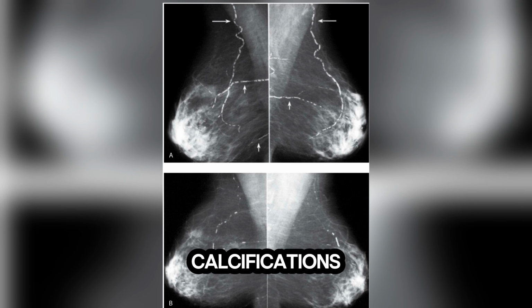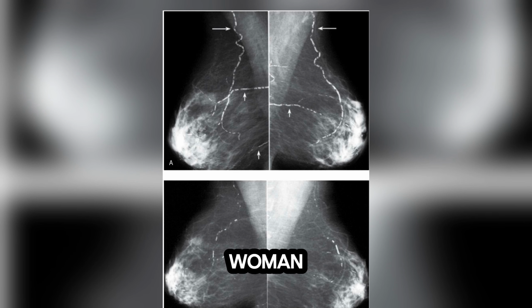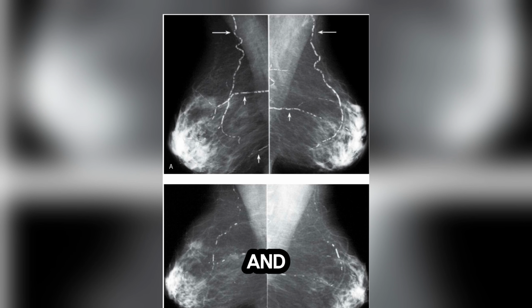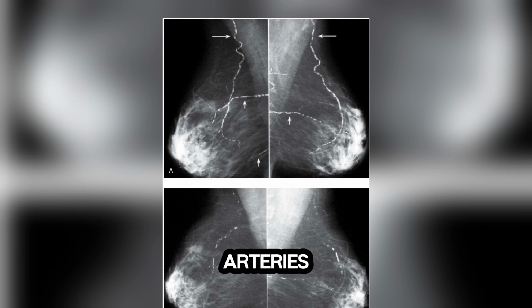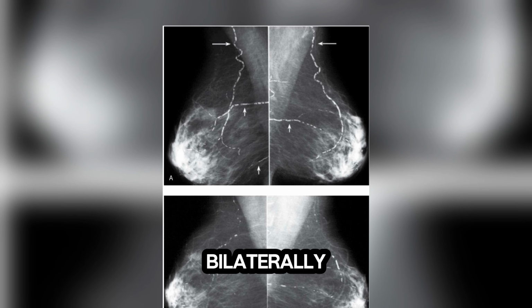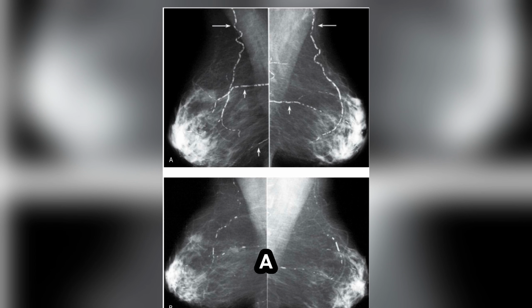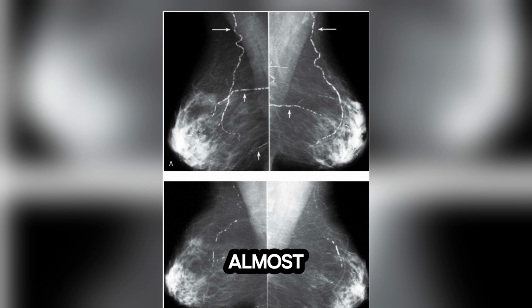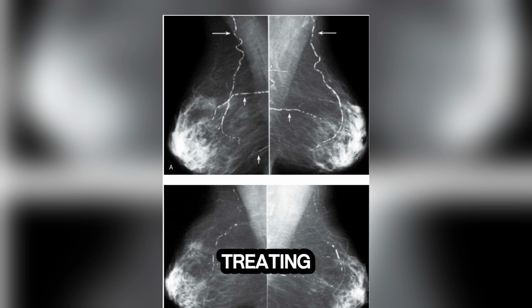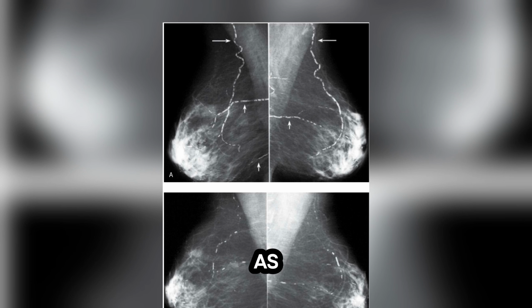Arterial calcifications. A. Medial-lateral oblique views in a 63-year-old woman. The lateral thoracic arteries and some branches of the internal mammary arteries, illustrated by arrows, are densely calcified bilaterally. B. Medial-lateral oblique views, 2 years after those in Part A. Arterial calcifications are almost completely resolved after treating the underlying cause. Vascular calcifications are considered benign as well.